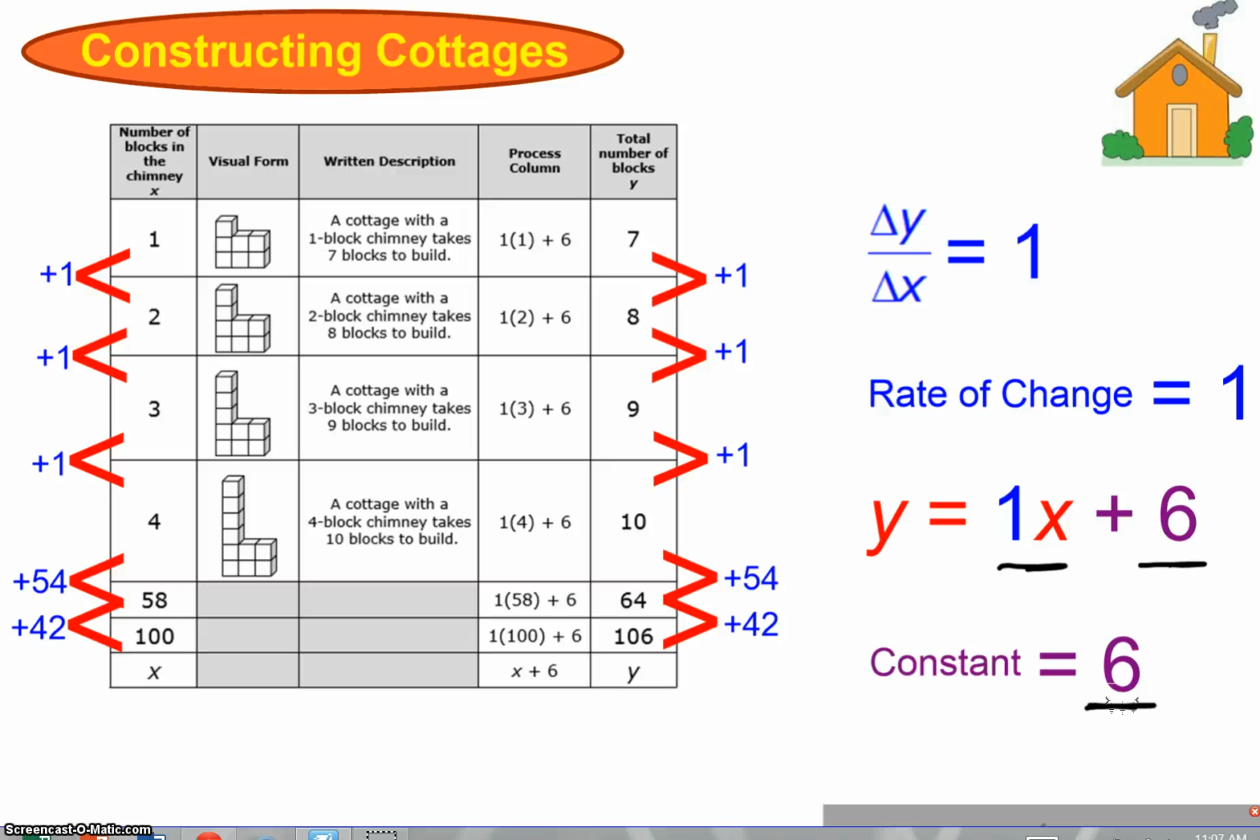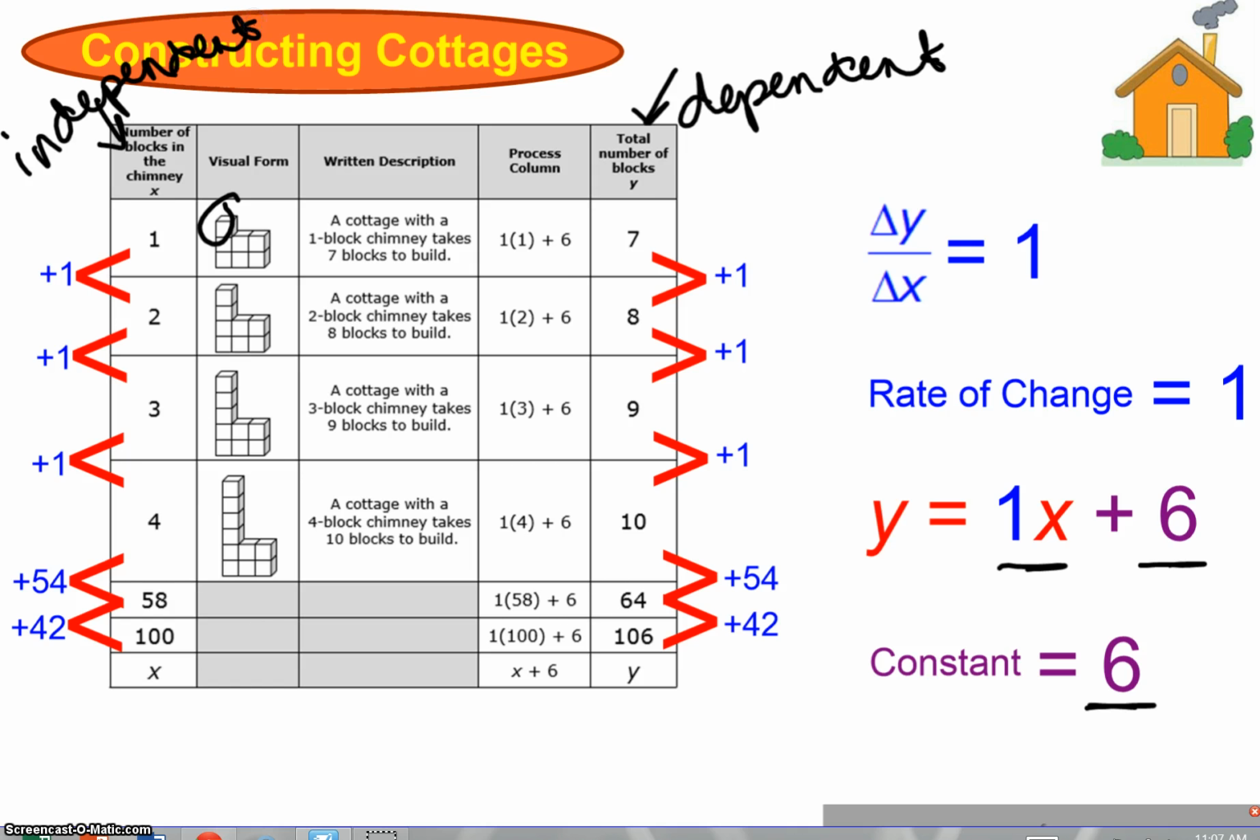It says in the visual form, the independent variable is represented by, well, that would be the chimney. So you need to write chimney in that first blank. And then it says, and the dependent variable is represented by, well, total number of blocks. Here is your independent, here is your dependent. All right. It says the total number of blocks needed to build a cottage depends on what? Well, this depends on this. So that blank is going to be number of blocks in the chimney.